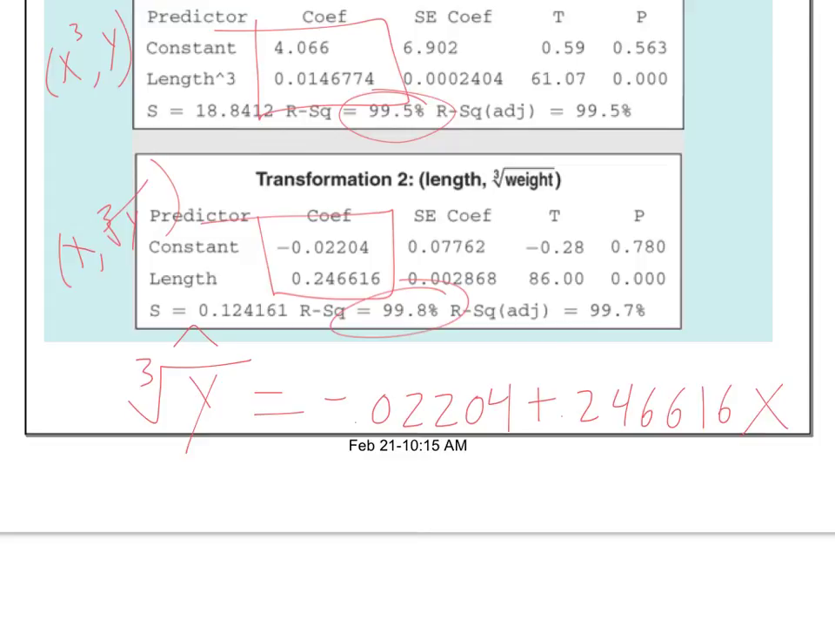So if you substitute a value for x and look at its length, it will give us a y value here, or an answer, but that number needs to be cubed to get back to the fish's weight. Okay? Keep very close track of what variables you have.